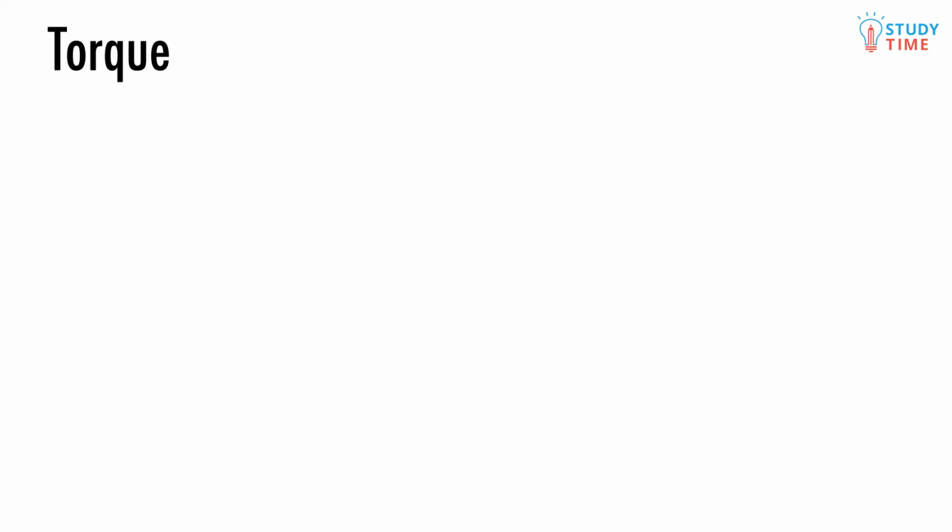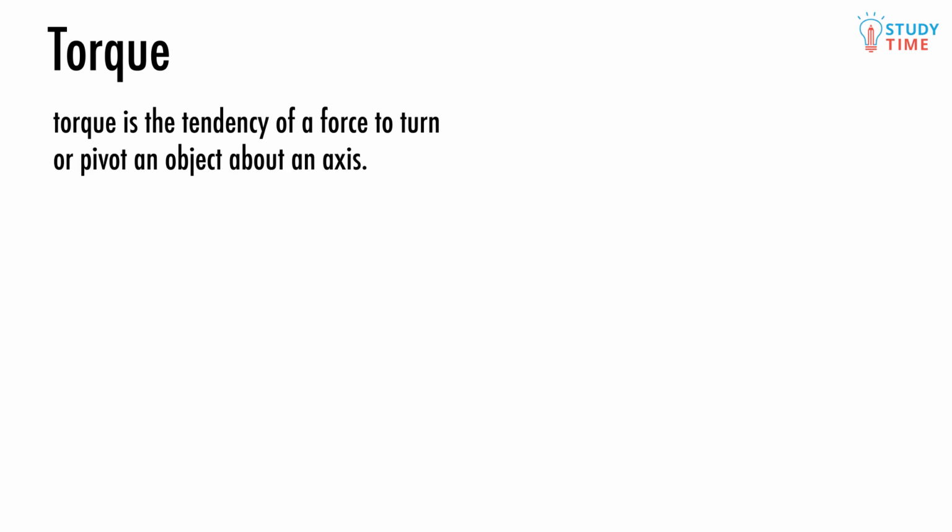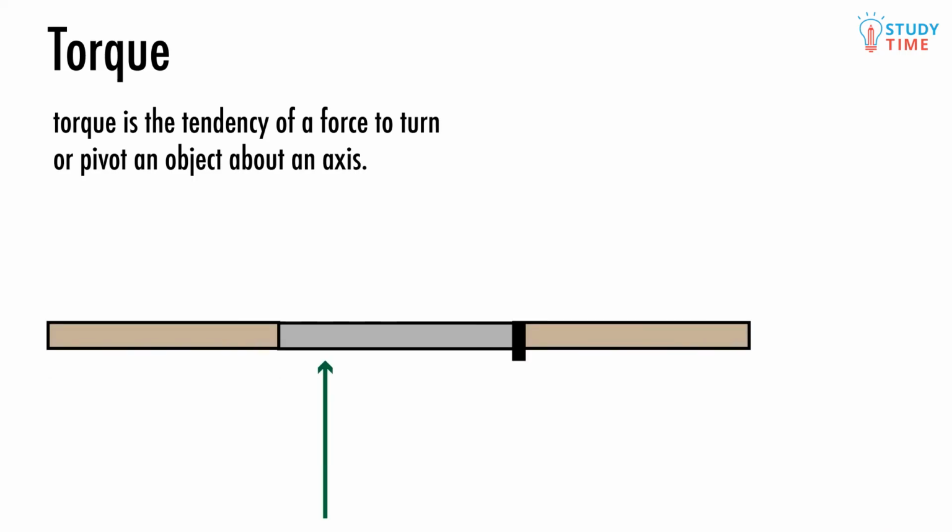You've probably heard the word before, maybe in the context of cars. Remember this definition. Torque is the tendency of a force to turn or pivot an object about an axis. Let's put this into context. Ever notice how it's easier to push open a door near the handle than it is to push it by the hinges? Go try it if you don't believe me.